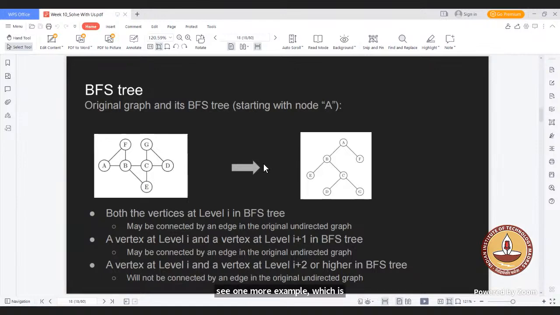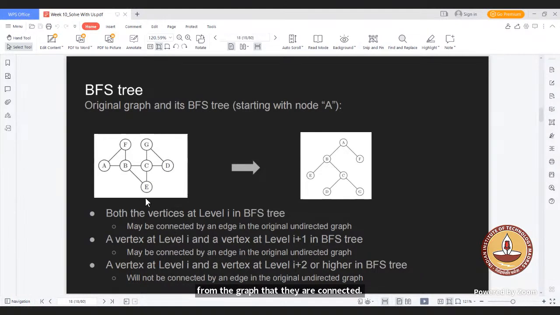The second point says that a vertex at level i and a vertex at level i plus 1 in the BFS tree may be connected by an edge in the original graph. Suppose let's take B and C. B is at level i and C is at level i plus 1. So B and C can be connected. It is not saying it must be connected, it is saying that it may be connected. We can also see from the graph that they are connected.